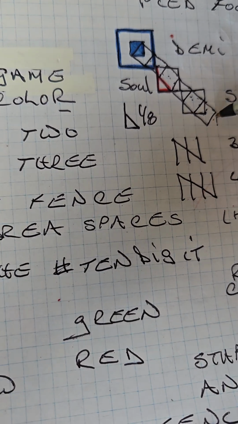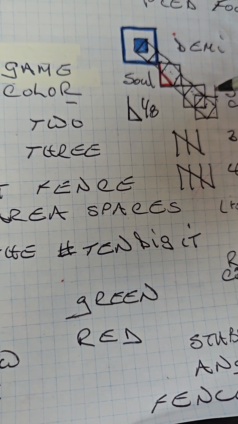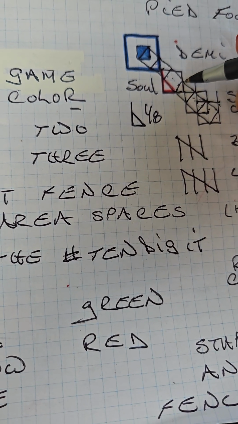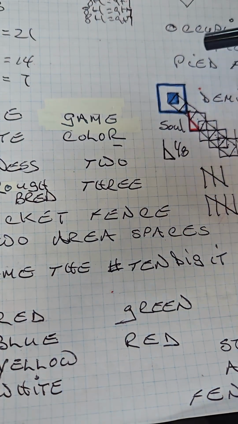This is the 7. So in this 7 space here, this is the area space, right? And then the next one is this area space here. When you start looking at these area spaces, right?